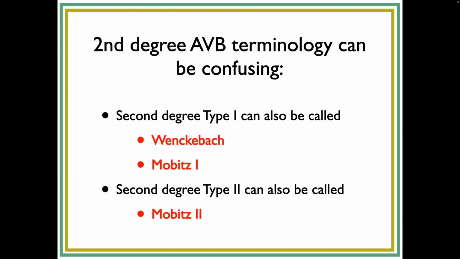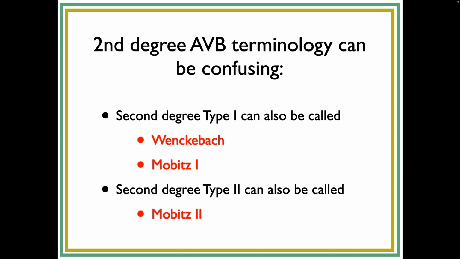Now, first of all, one of the confusing things about second degree AV blocks is, like so many things in medicine, there's a whole bunch of terminology. And I honestly don't care which one you use, but you have to understand what other people are talking about, so you need to learn all of the terminology, even if you don't use all of it. Second degree type 1 has 3 names, okay? And they all mean the same thing, okay?